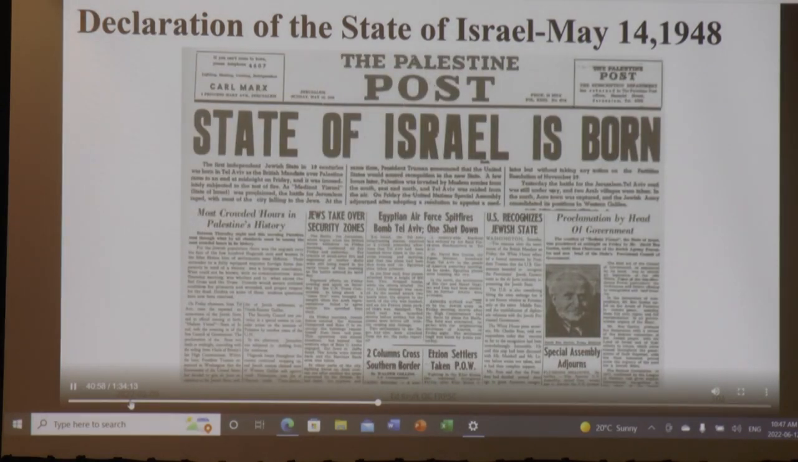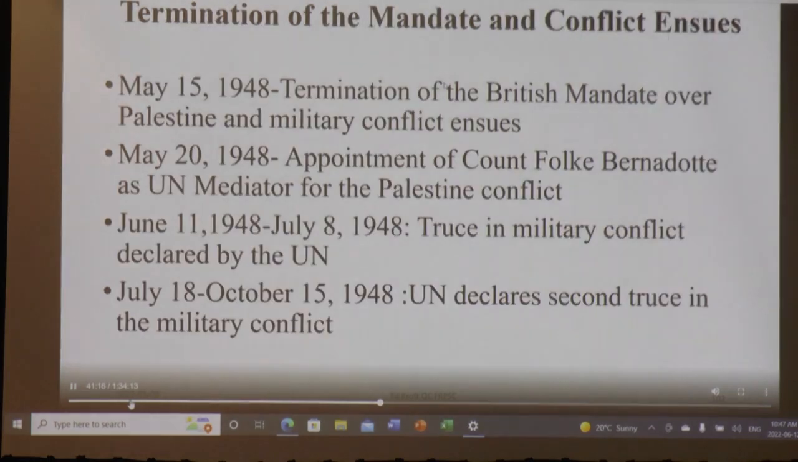Well, here's, first of all, the headline from the Palestine Post of May 14, 1948, recognizing the State of Israel. But you see that there was conflict by U.S. recognizes Jewish state. That's very important for this talk, as you will come and see shortly. May 15th, the mandate is terminated, and there's conflict. And the United Nations appoints a mediator, Count Bernadotte, who we'll hear more about as the presentation goes on.